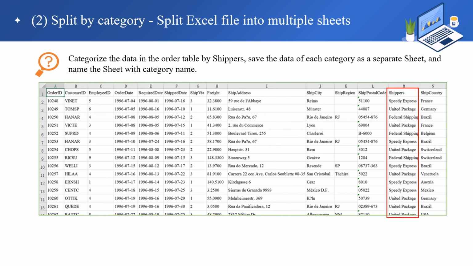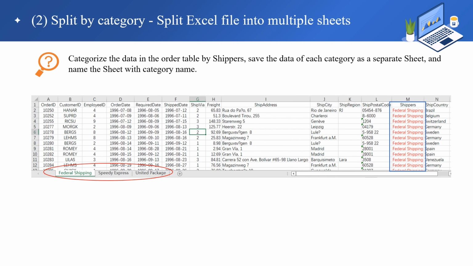Split by category. Split Excel file into multiple sheets. We still use the same order table as an example. Now we want to split it into different sheets in the same file. Categorize the data in the order table by shippers, save the data of each category as a separate sheet, and name the sheet with the category name. As shown in the figure, the split file contains multiple sheets, each of which contains the data of the same category of shippers.